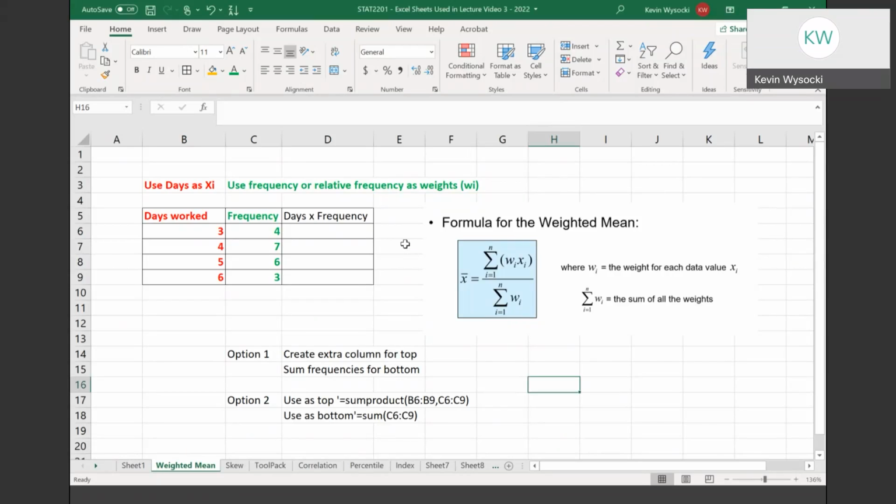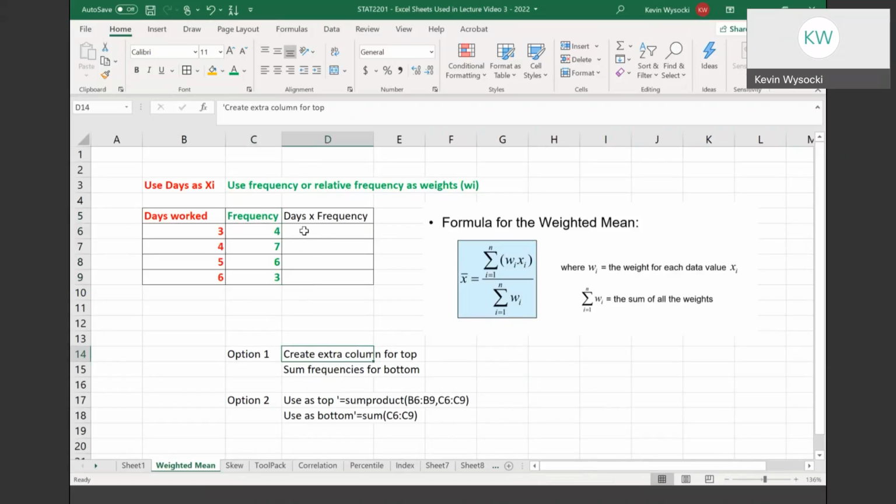So we'll look at how to do this type of question on an Excel spreadsheet. I've put the data in 2 columns. The days worked are in the left column, column B. The frequency of each is in the next column over. You have 2 options here really to get the weighted mean. The formula for the weighted mean is on the right here, where you multiply the weight times each score and add them up, in the numerator or the top part of the equation. The sum of the weights is on the bottom. We'll look at both ways to do this.